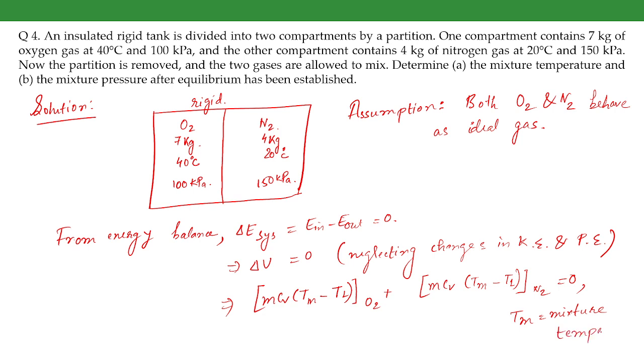Okay, so let us put in the values. Now for nitrogen, the specific heat at constant volume is 0.743 kilojoule per kg Kelvin. These values can be easily obtained from any standard property table for nitrogen, and similarly for oxygen. For oxygen, the Cv value is 0.658 kilojoule per kg Kelvin.